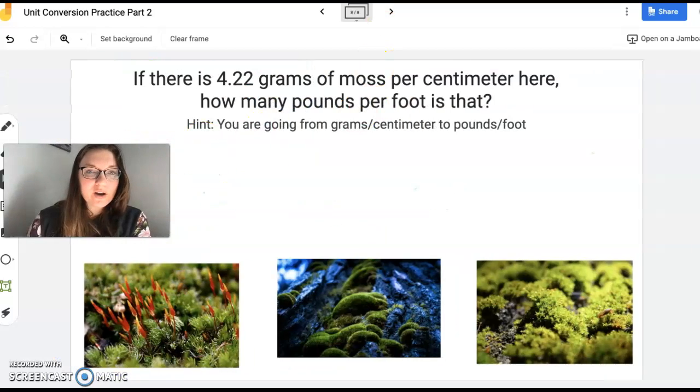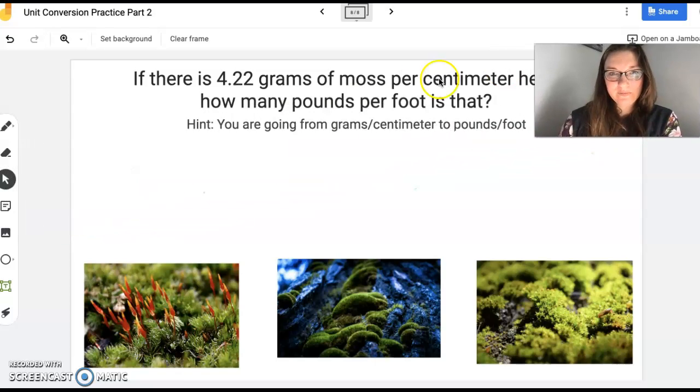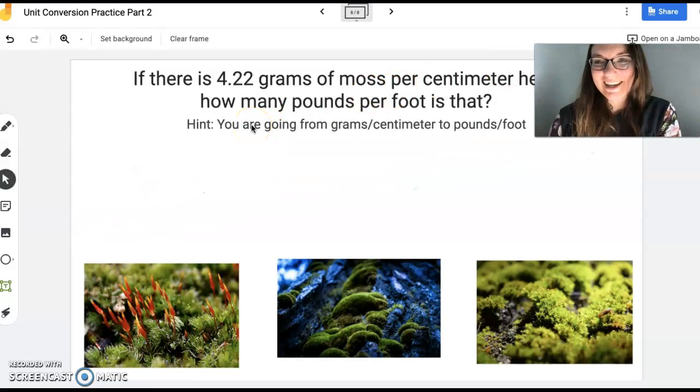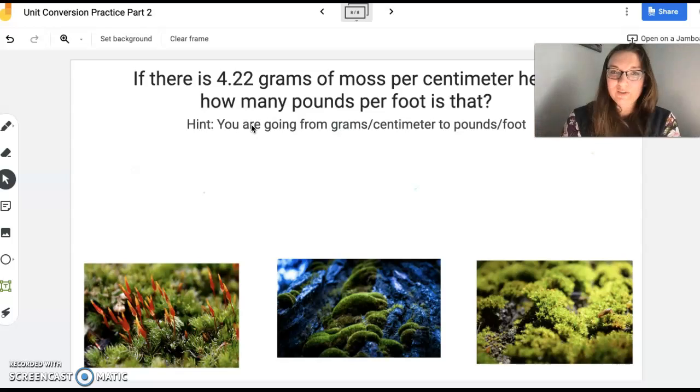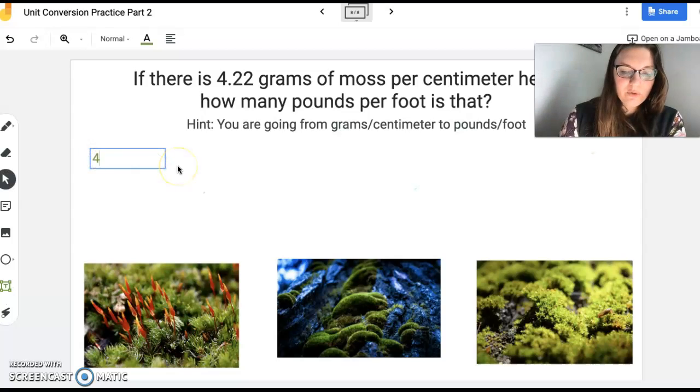Okay, so if there are 4.22 grams of moss per centimeter here, how many pounds per foot is that? So thinking about how much it weighs when you have a certain size of it, how much that size weighs. Okay, so 4.22 grams divided per centimeter.